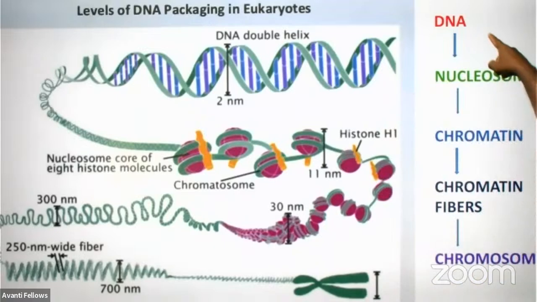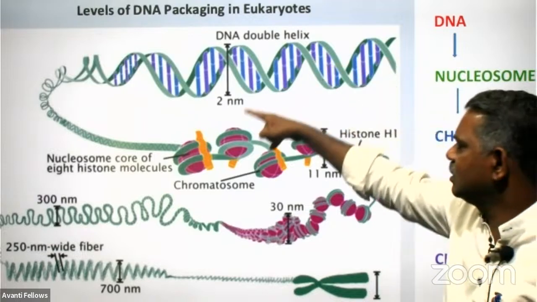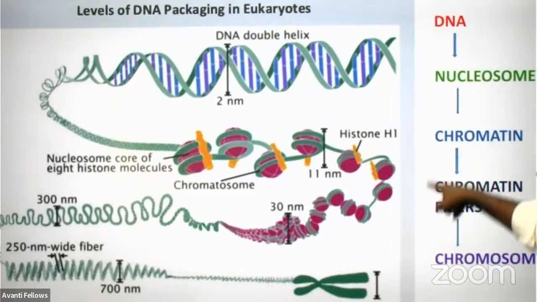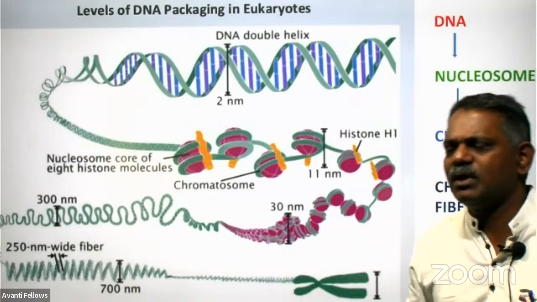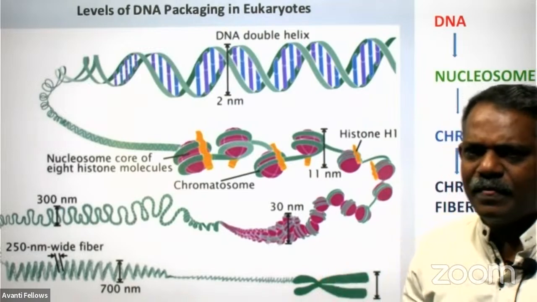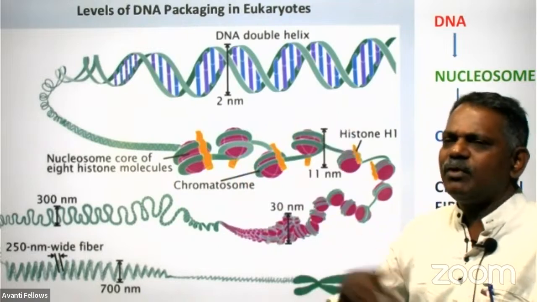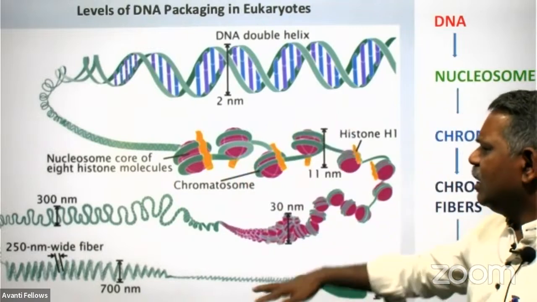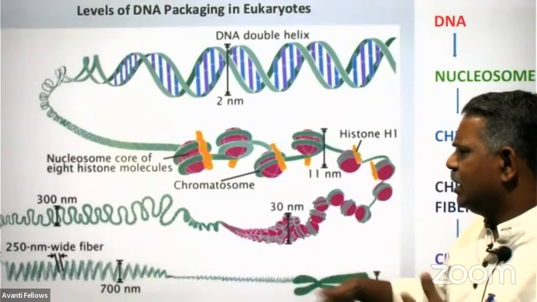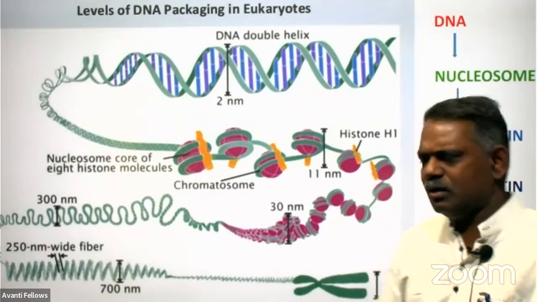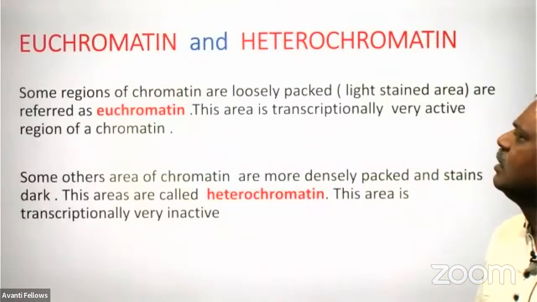Right? See the sequence: DNA, nucleosome, chromatin, then chromatin fibers, and chromosomes. You see the changes that happen to the DNA while coiling, repeatedly coiling. So the chromosome is nothing but the supercoiled DNA. While coiling, it's bound with the positively charged histone protein, and for the supercoiling of the DNA from the chromatin threads to the chromosome, some non-histone protein is also required, right?